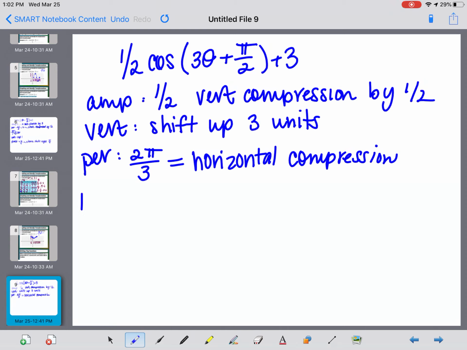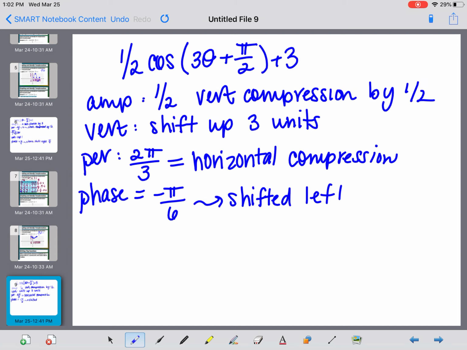Okay, and then what do we have left? Phase shift. So our phase was a negative pi over 6. So we are shifted left pi over 6 units. Okay, so those are our graphing and our transformations.